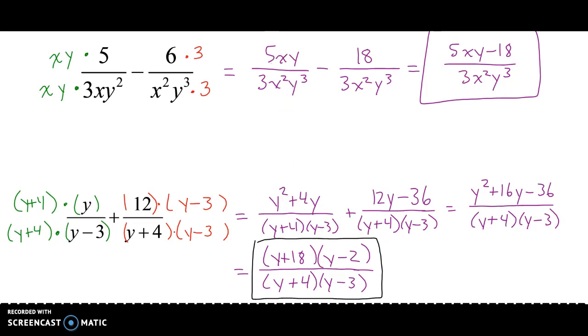Or if you just think it looks nicer, you could multiply things out. I'll accept it either way. This is kind of the lazy person's answer because you don't have to do any other steps. Multiplying it out would actually be more work.